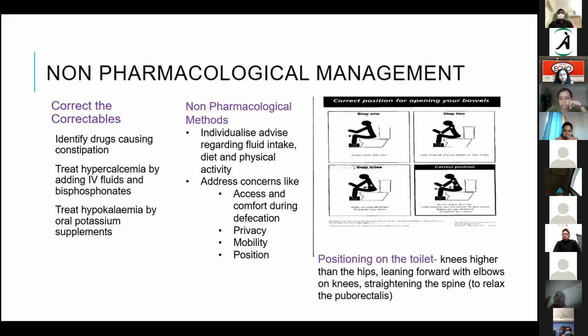So, non-pharmacological ways: I'm sure everybody is aware of the positioning on the toilet, and it's routinely practiced. But other ways: one is correcting the correctables. Always in palliative care, the main goal of symptom management is first to correct the correctables and then try to palliate any refractory symptom. Non-pharmacological methods include increasing oral fluid intake, not IV hydration, and diet and physical activity.